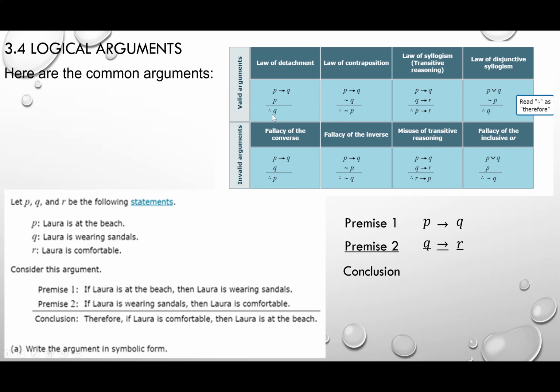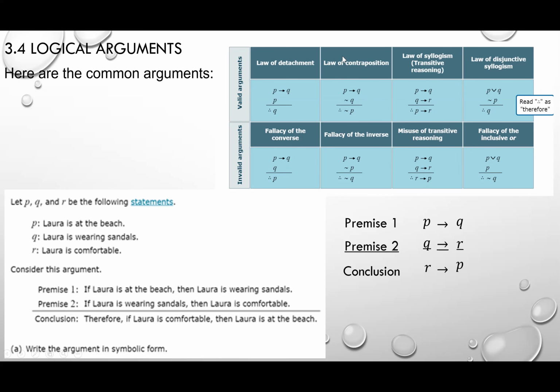Now, in order to verify if it's valid or invalid, what is the conclusion? The conclusion is if Laura is comfortable. So when is Laura comfortable is my R statement. So in this case, R implies P. Do you see that the beach is related to the P? So we can see that R implies P is in this form.